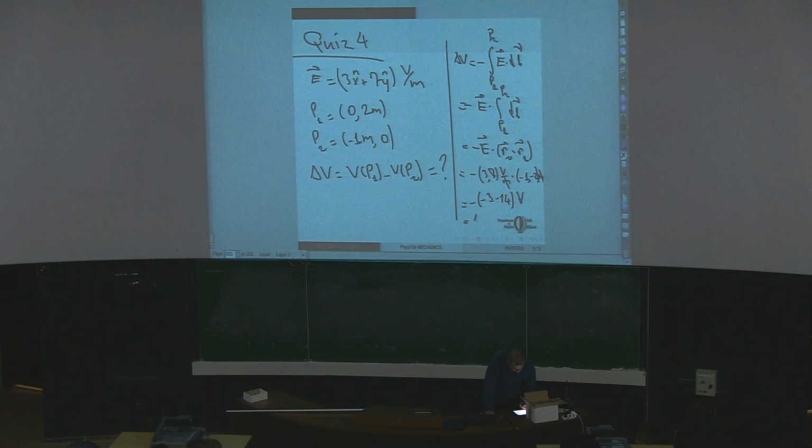This is 17 volts. Well, there are many ways of solving this question. This is the answer you should get. The electric field is just constant. It is pointing always in the same direction and has the same magnitude. No, it doesn't depend on x and y. These are x hat and y hat. They are just directions.